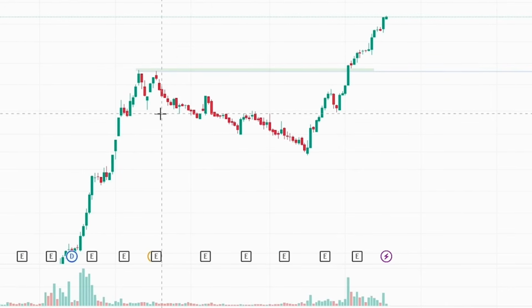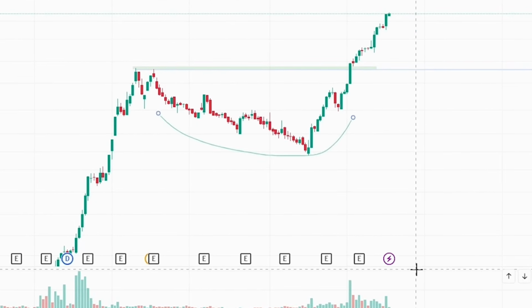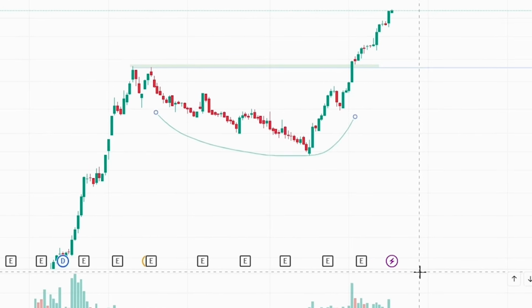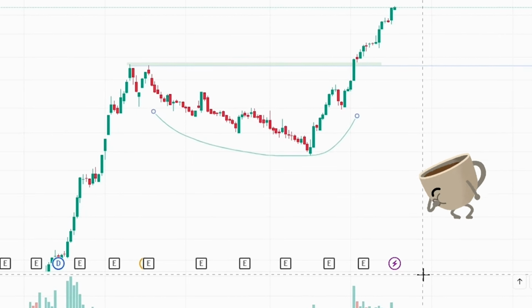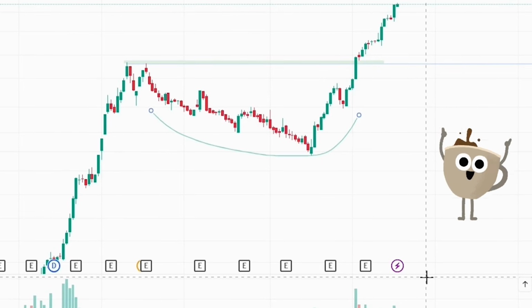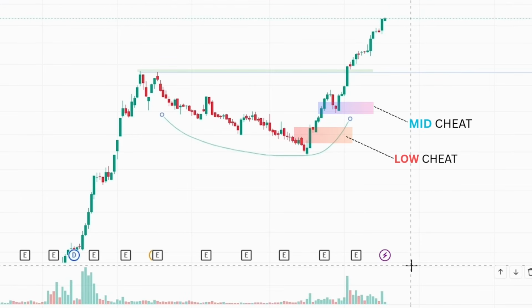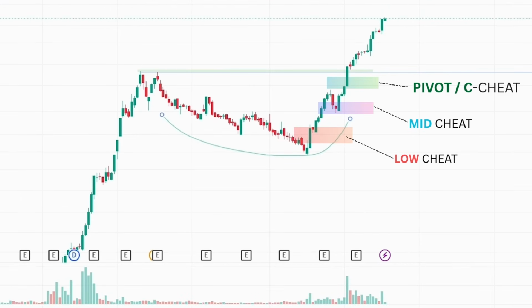To make it easy, we'll use a cup pattern as an example. Though these entries work across different base types, the cup pattern is a perfect example to visualize them. So the three entries are the low cheat, the mid cheat, and the pivot or cheat entry. Now let's start with the low cheat.